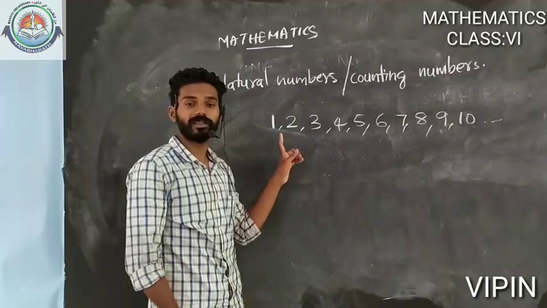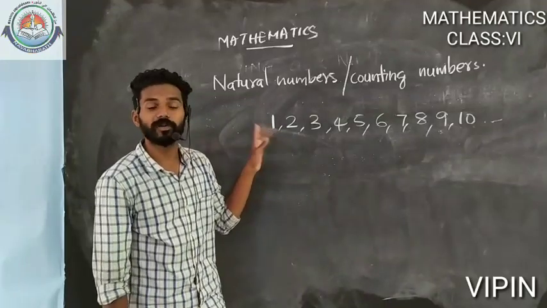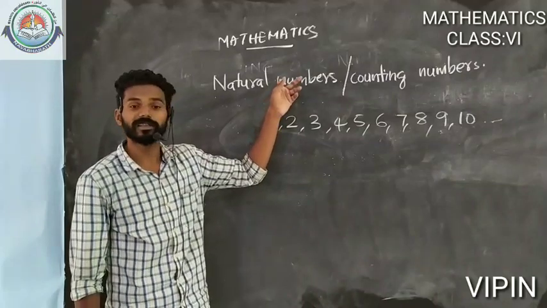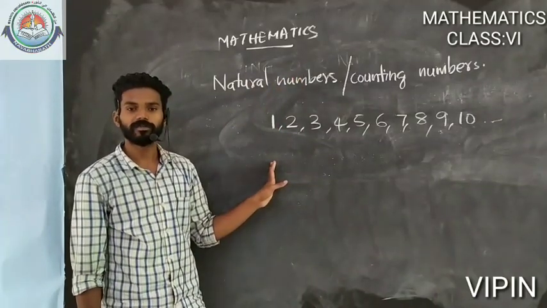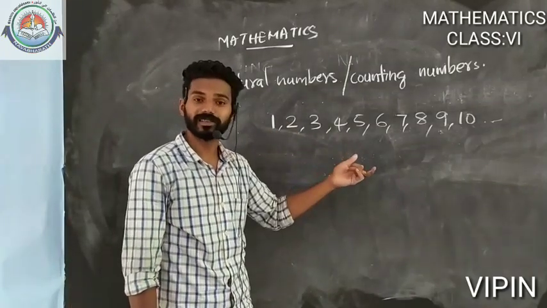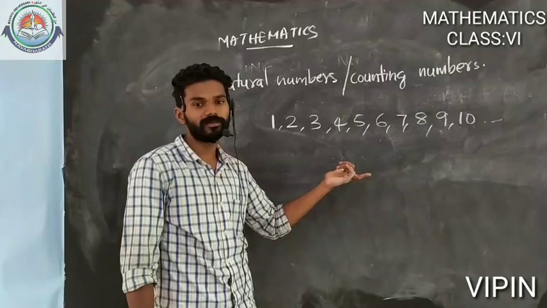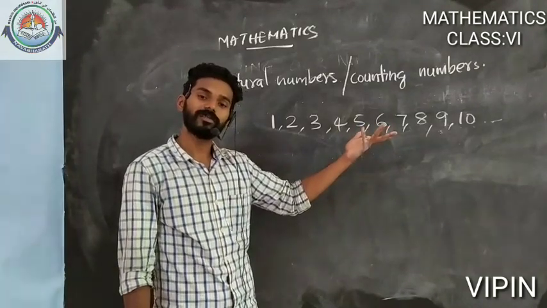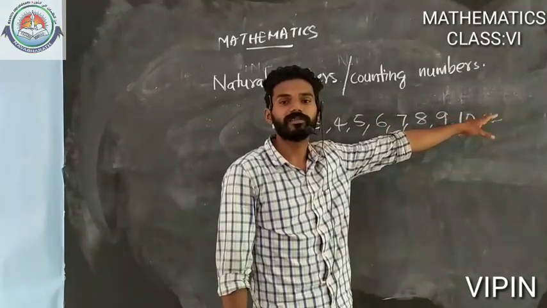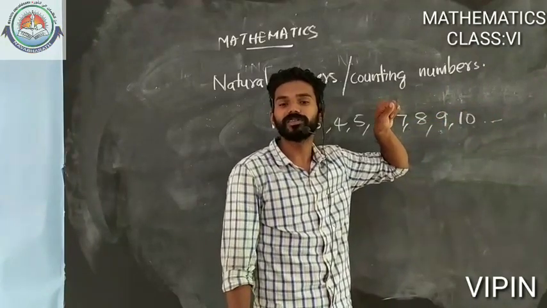Where does it start? It starts at 1. And what is the peculiarity of this number 1? This number 1 is the smallest natural number. Then which would be the greatest natural number, or the largest one? Can you say? 100, 1000, 10,000.